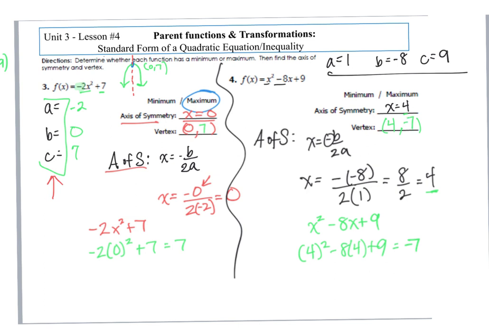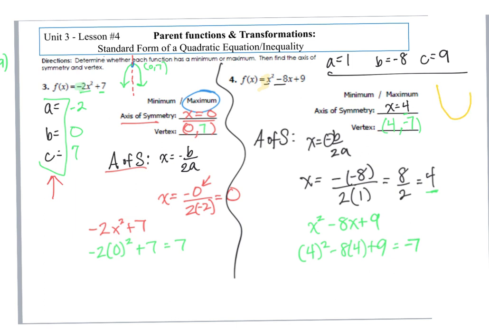Y is negative 7. Now looking at this, I kind of skipped over and I didn't ever answer if this was a minimum or a maximum, but I can still do that now. It doesn't really matter what order you do it in. That comes down to which way my parabola opens. So I am going to check what my first value is. What's the number in front of x squared? Is it positive or negative? A is 1, so it's positive 1.